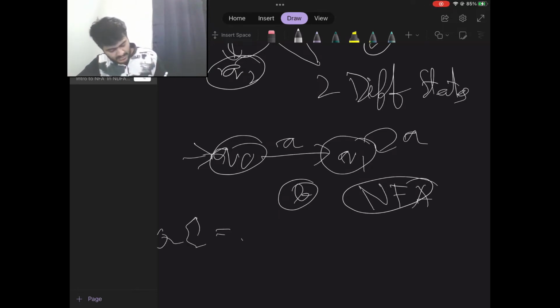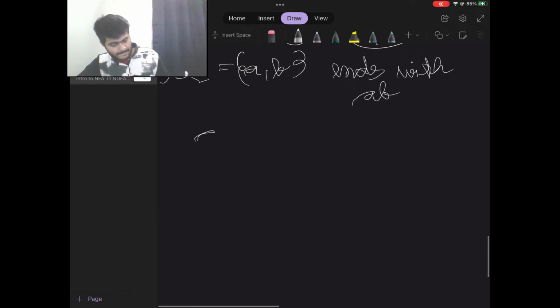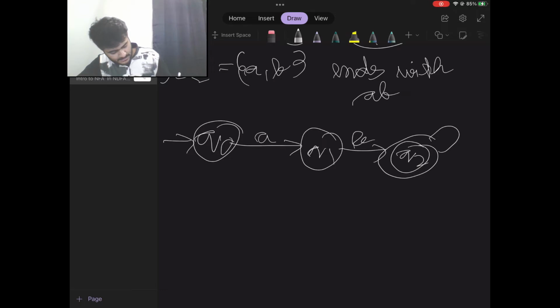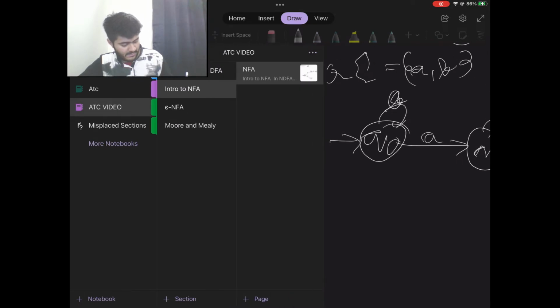We can take another example: build an NFA where the inputs are A and B, and it ends with AB. So Q naught initial state, A, Q1, B, Q2. That's the final state. That's it. You can just leave it there, or you can build it a little bit more. Starting with A, here you can end it with A, just like that. That's the NFA for this.